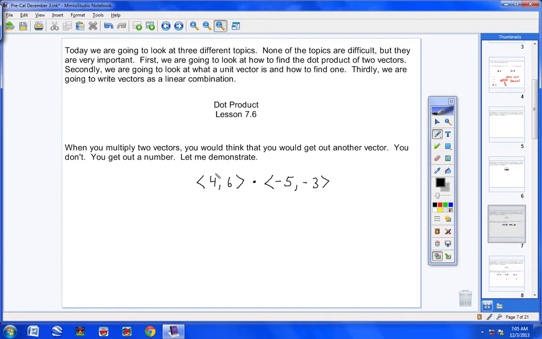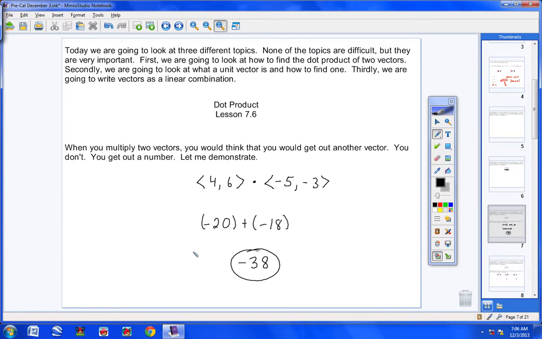What you do is you multiply the first number times the first number. And that's easy. 4 times -5 is -20. Then you multiply the second number times the second number. So 6 times -3 would be -18. And then you add those 2 numbers together. And that's it. If you're not good with your signed numbers, then use a calculator. And there's the dot product of those 2 vectors.